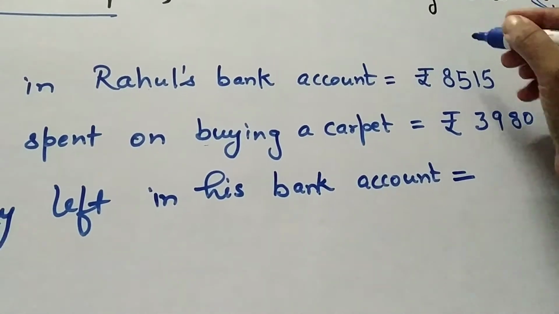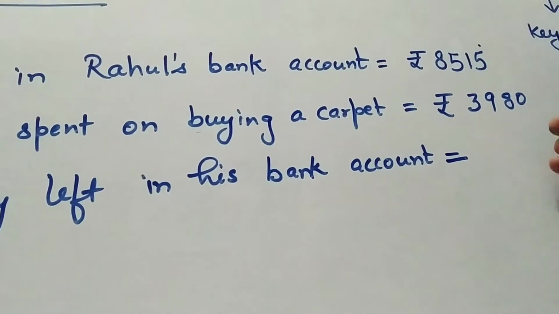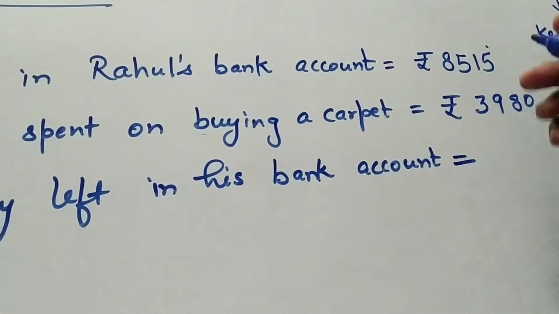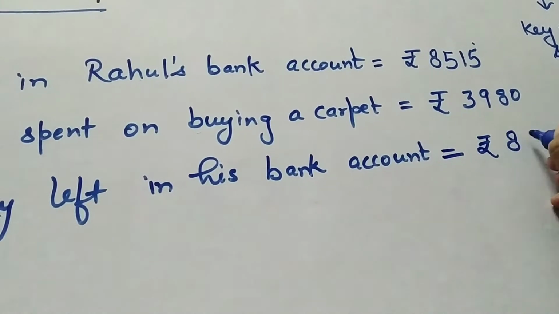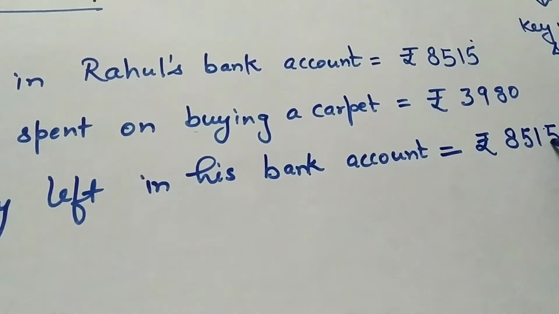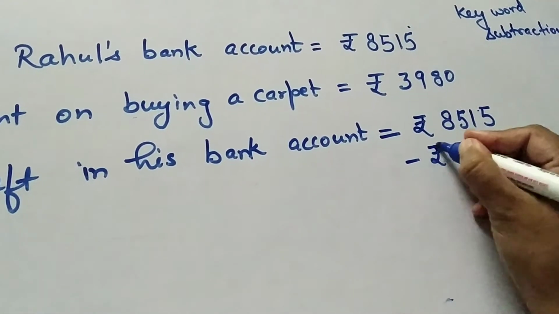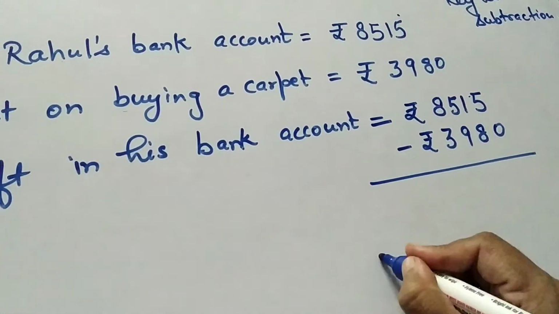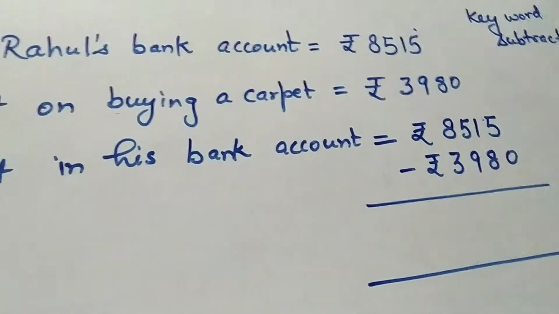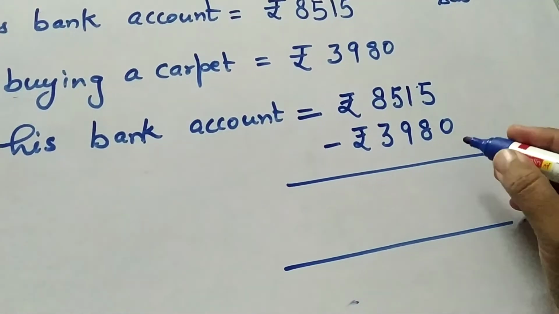How much was there before and how much he has withdrew or how much he has taken out. If we subtract that, we will get the answer, right? So let's subtract it. How much was there before? Total 8,515. How much he has withdrawn? Rupees 3,980. If we do this, we will get how much money is left in his account. So now let's subtract it.